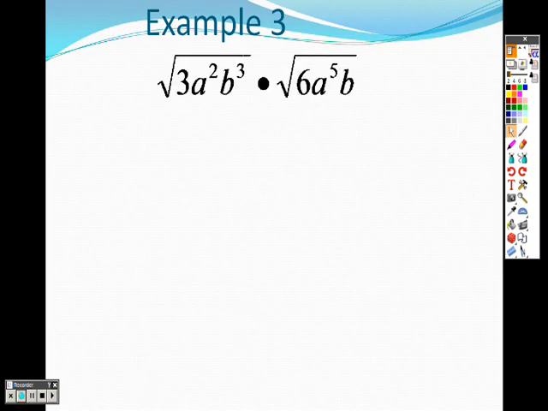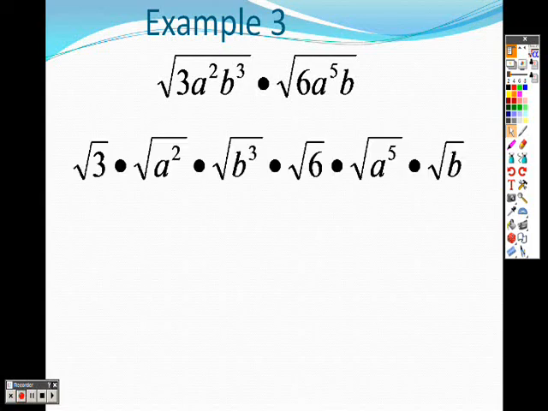Let's take another look here. With this, because they're both square roots, you can combine everything underneath one giant square root if you wanted to. Or, as we're doing here, you can just space everything out with roots. So it's the square root of 3, the square root of a squared, the square root of b cubed, the square root of 6, the square root of a to the 5th, the square root of b.